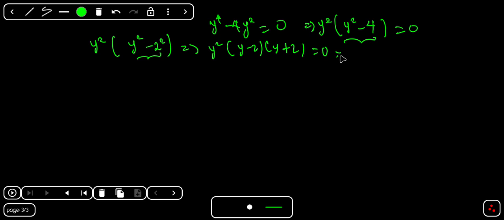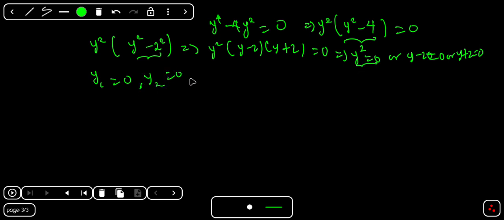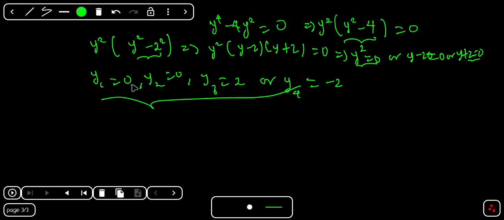So what we have now is either y raised to the power of 2 equal to 0, or y minus 2 equals 0, or y plus 2 equals 0. Okay, so then y1 will be equal to 0 because y squared is equal to 0, and then y2 will also be equal to 0. Then if you add 2 to both sides, y3 will be equal to 2, and then if you subtract 2 from both sides here, y4 is equal to negative 2. So that is beautiful. So we have the values of y. So y1 is 0, y2 is 0, y3 is 2, and y4 is negative 2.